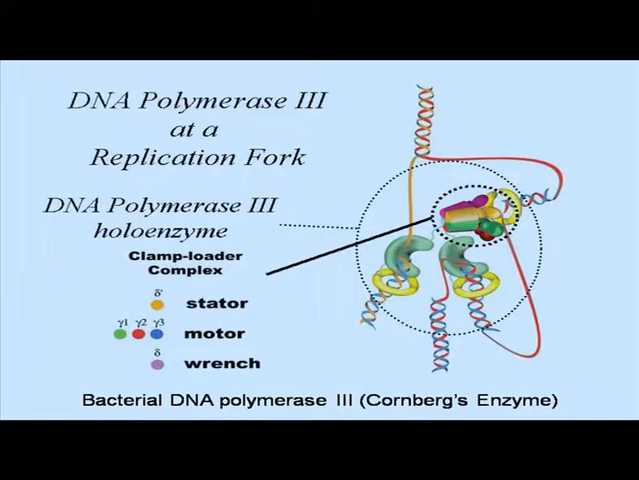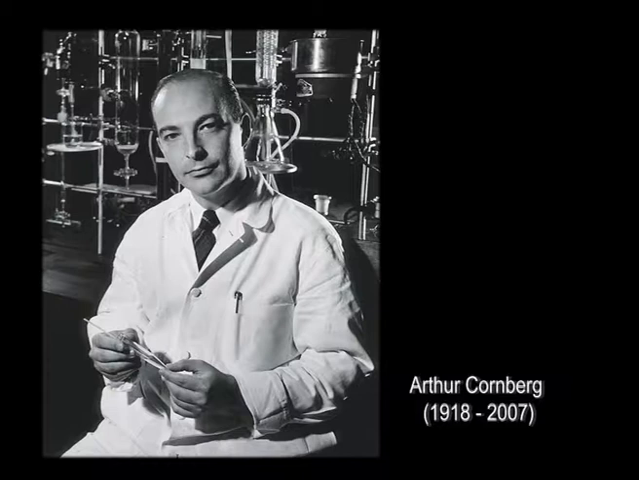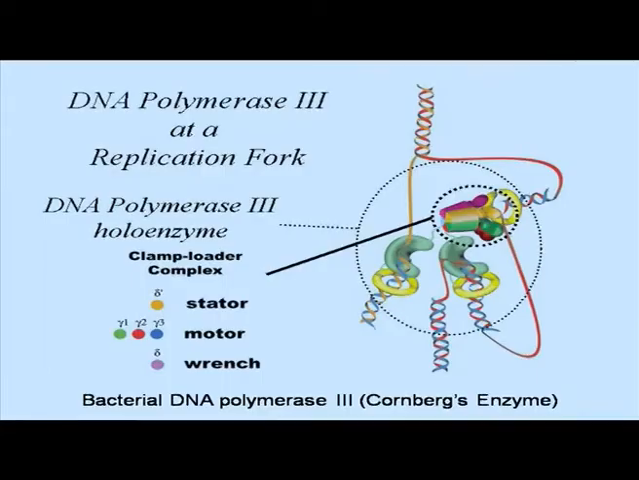This particular enzyme complex, what you can see, was denoted by Kornberg, and it is called the DNA polymerase enzyme. And it was shown that this particular enzyme has stator, motor and wrench subunits. This is helping in DNA polymerization in bacteria, and at the same time it is helping in the removal of the RNA primer after DNA replication is complete. So the discovery of Kornberg definitely indicates that DNA polymerase is a very important enzyme in DNA replication, and its molecular structure was also determined later on.